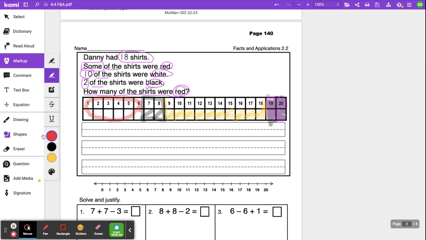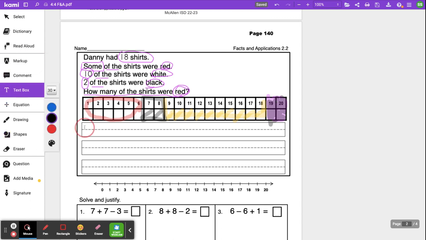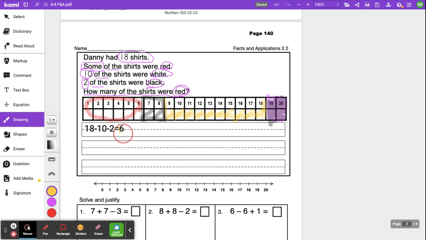Now that I've worked it out, I'm ready to put in my equation. How many did we start with? 18. Danny had 18 shirts. Then we took away the first group. We took away the yellow shirts first, not the red ones, because we didn't know what that number was. So we took away 10 yellow shirts. Then we took away 10 white shirts. Then we took away 2 black shirts. And that gave us the difference, or the last group here, as being 6. Very good. And I'm going to mark around it my answer box. This is what I was looking for. I was looking for red shirts.